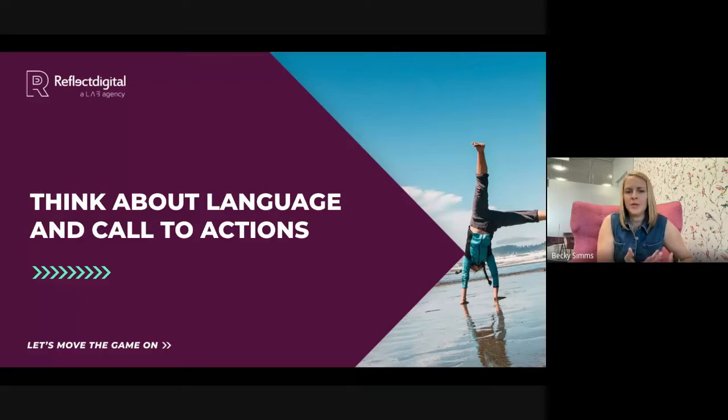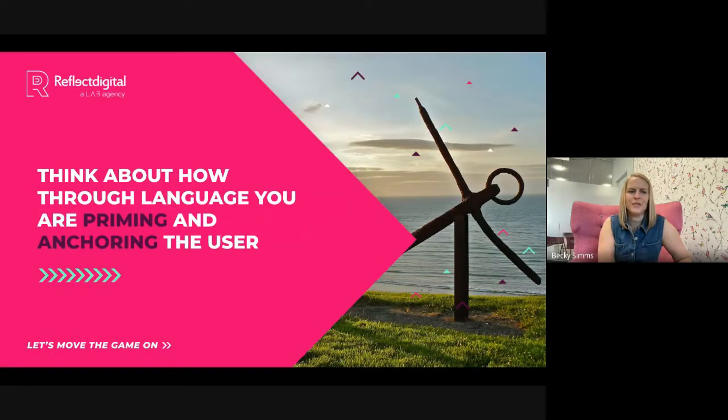So we also can think about our language and call to action. At Reflect Digital, one of our specialisms is around human behavior. A big part of that when it comes to SEO and digital marketing is language and being able to speak the right language for the audience. So at this point, we can be thinking about how through language, we can be priming and anchoring the user, getting them to think about that future sale, getting them in the right state of mind that they want to buy from us, and anchoring them around price, etc., early on, but without being pushy, but starting to help that journey.